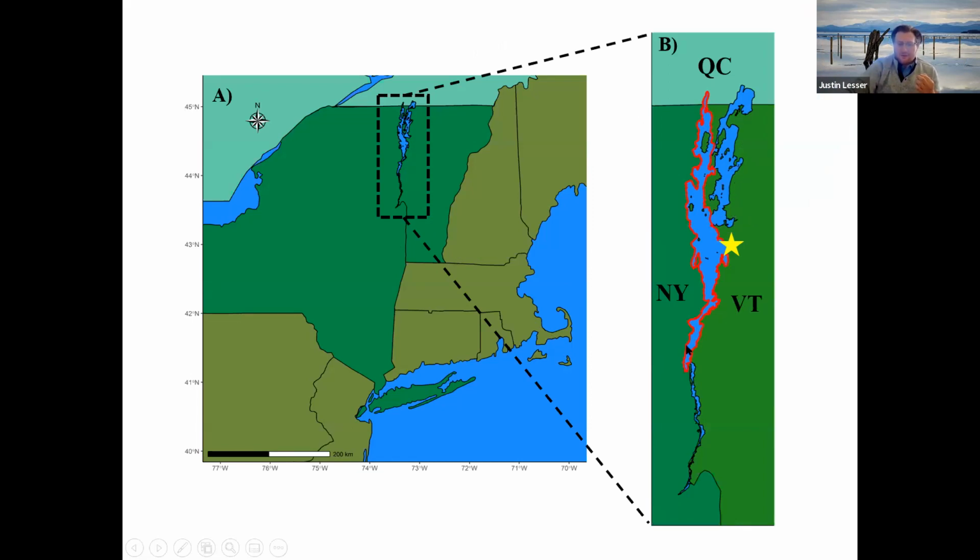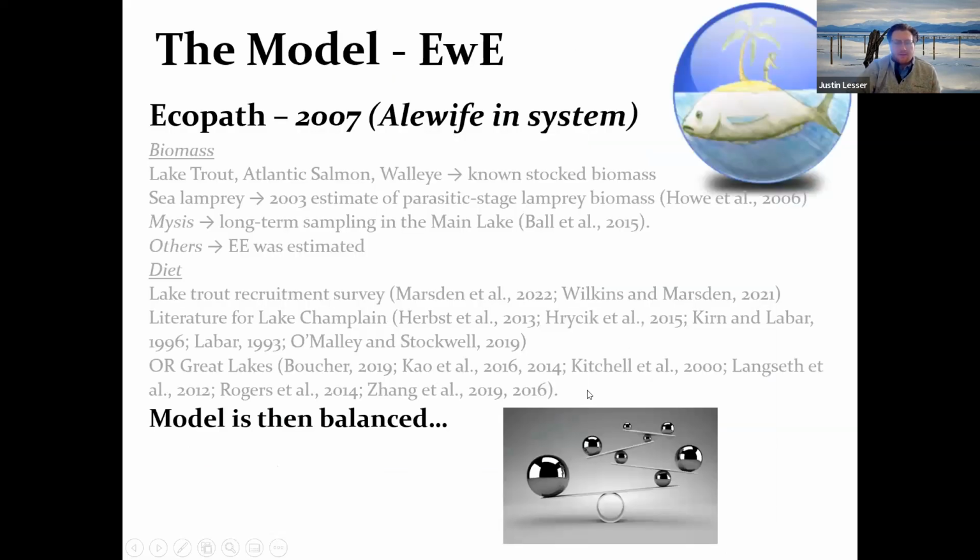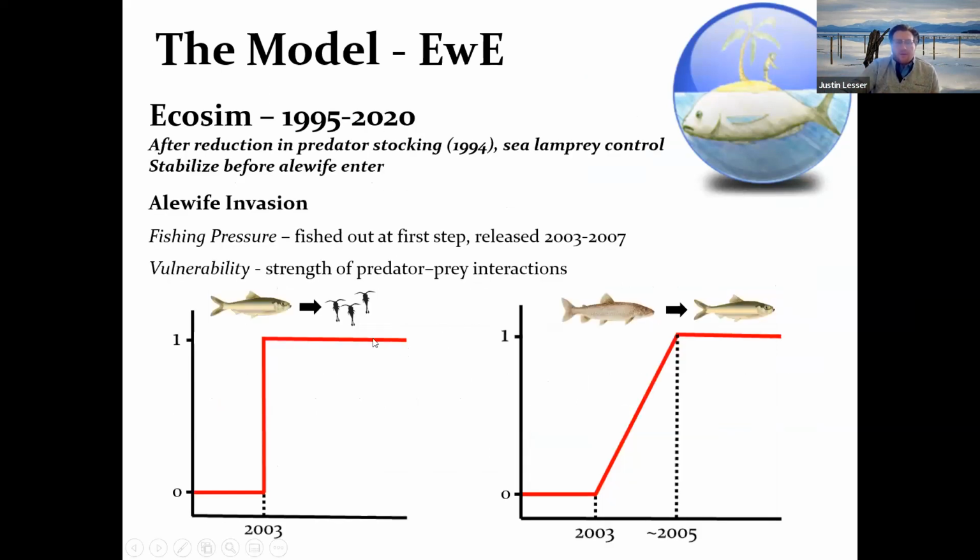We focused on this one ecoregion here, where we took as much data as we could. After all of that information is added into the model, it gets balanced, which is bumping up numbers here and there to make sure it all makes sense. It's like a big juggling balancing act to get some input that the model can accept.